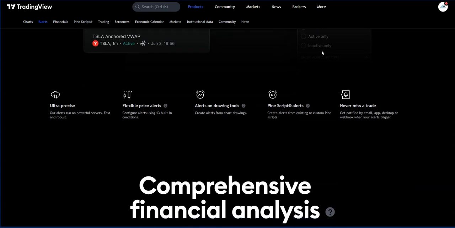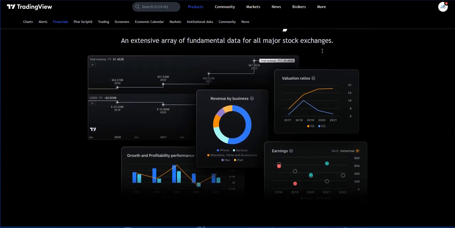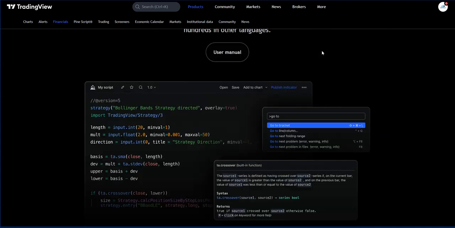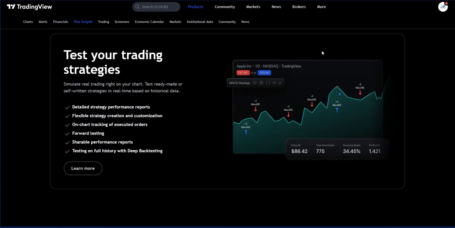You can get alerts from the bot sending you when to trade. There are different things. You can look at your revenue by business. You can see how everything's growing. You could do a lot of things that a lot of people who have this service don't even know about, and they don't really use it. You could test your trading strategy.